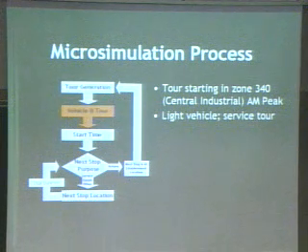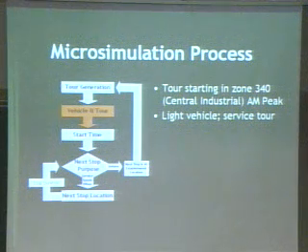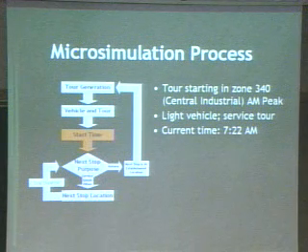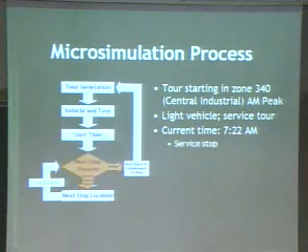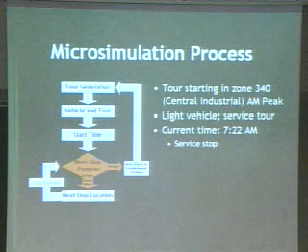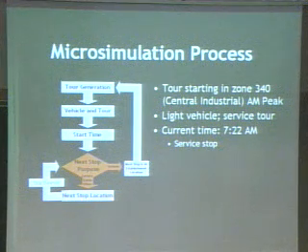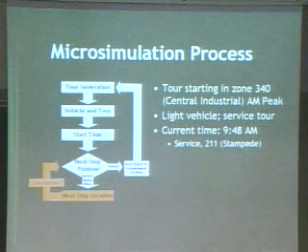First thing we said is it's a light vehicle making the tour, and it's a service-style tour. That means they can't make any goods delivery stops as part of their behavior. And they got assigned a start time of 7:22 a.m. And the next stop they make is a service stop, right? They were allowed to pick between service or other. They couldn't have a return to establishment for that first stop. And that service stop was to Zone 211.